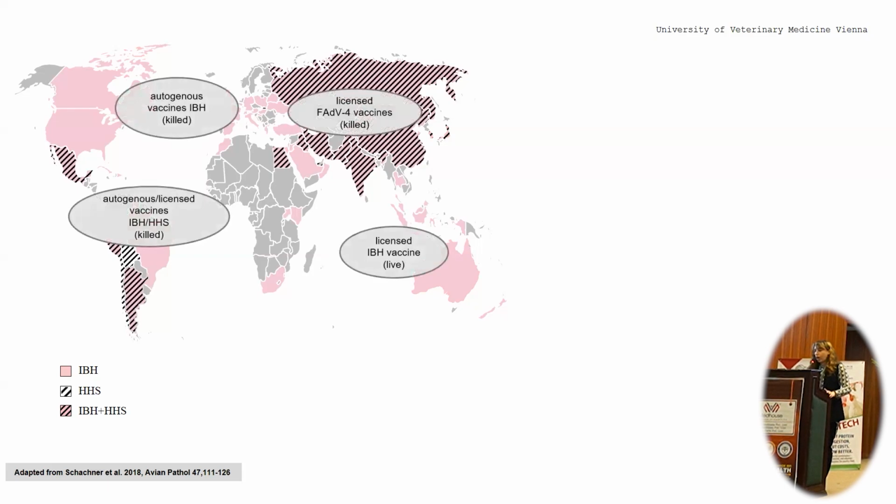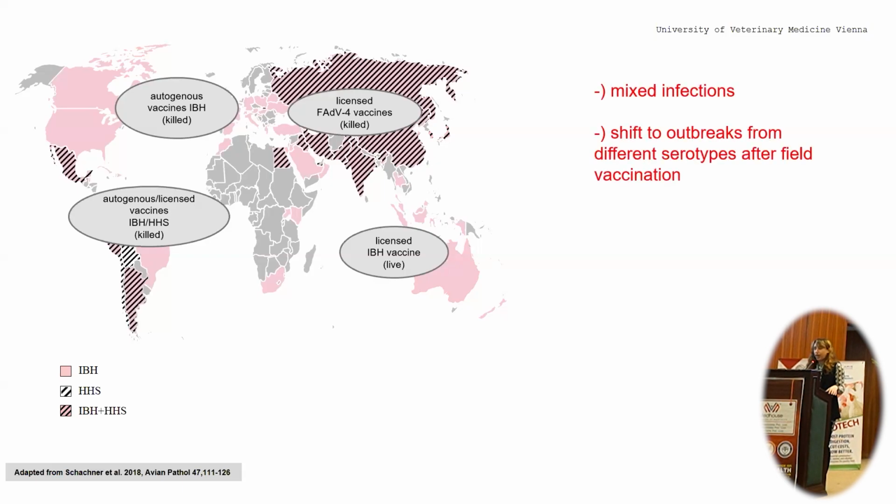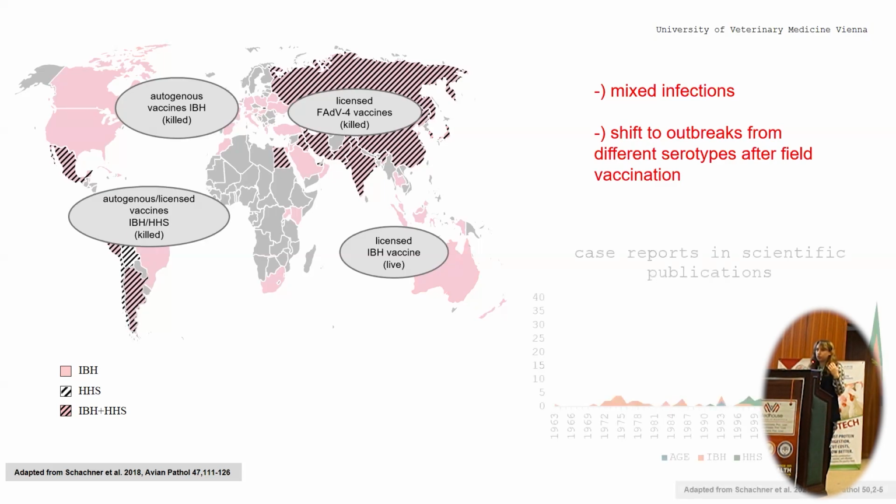So what is the vaccine situation regarding what is commercially available? There are licensed killed FAdV 4 vaccines in Asia. Actually, during this conference, I found out there are also killed vaccines against serotypes 8 and 11, for example. There are licensed vaccines in Oceania, and there are live vaccines against IBH. But some places, including Europe and North America, rely on autogenous or homologous vaccines. In the field, it's not uncommon to find mixed infections, and shifts in outbreaks from one serotype to another after the introduction of vaccination have also been described.